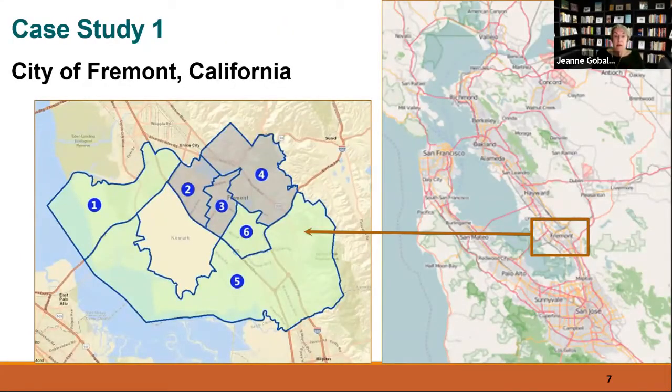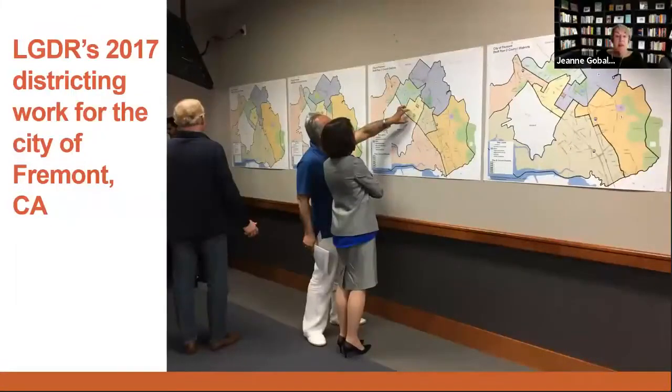The right-hand map shows Fremont's location in the southeastern San Francisco Bay Area. On the left is the city council district map that they adopted. There are 6 city council members representing individual pieces of the city and a mayor elected at large. That's why there are only 6 city council districts. We did a lot of maps for them.